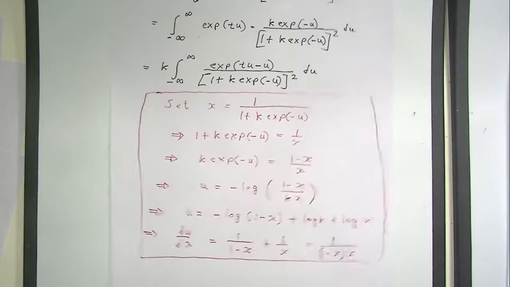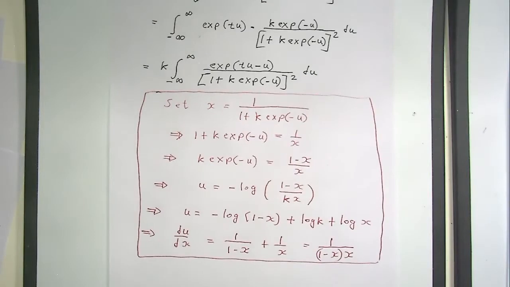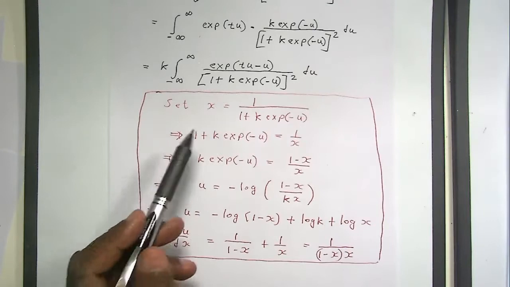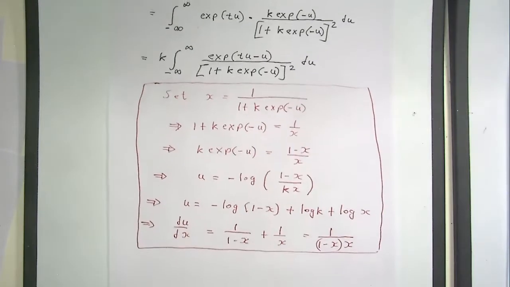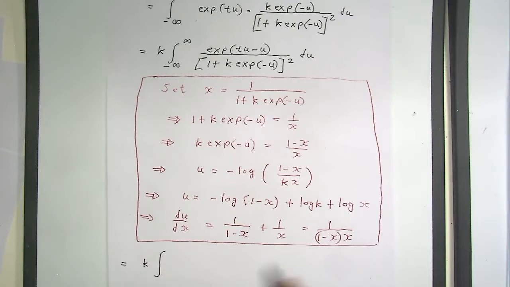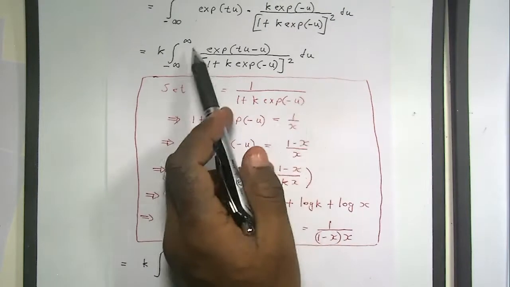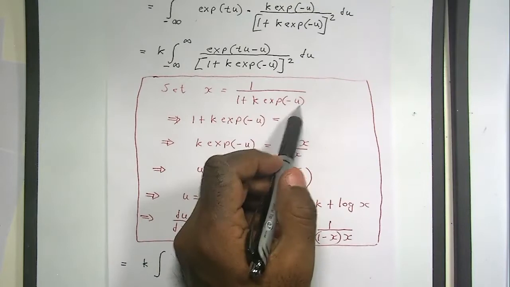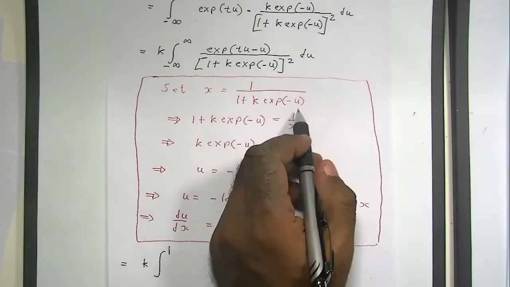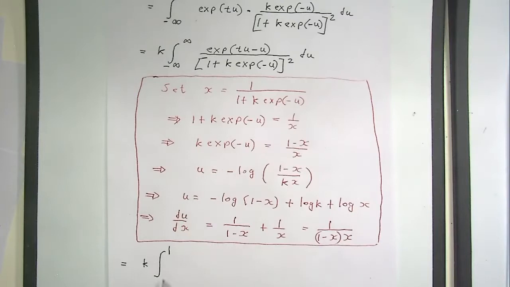Right. So this is... I chose this substitution because I know from my experience that this will work. Okay. So this will become k. The limits of integration: when u is equal to plus infinity, this will be 0, so it will become 1. And when u is minus infinity, this will be 0, right?